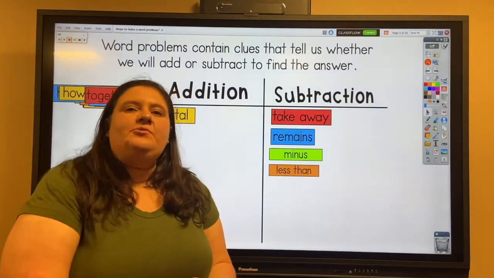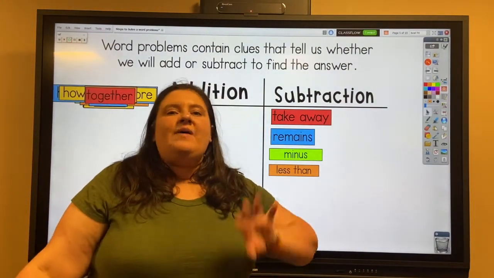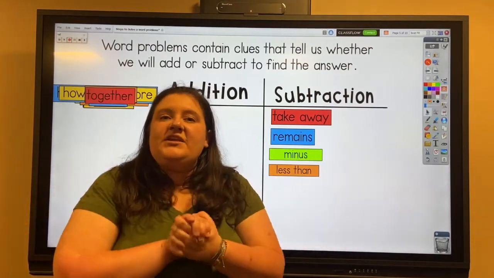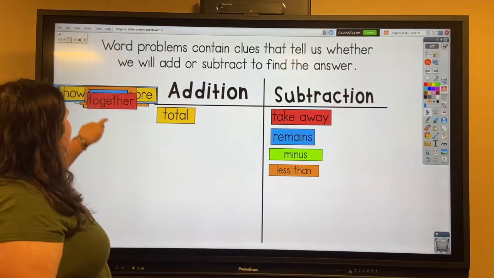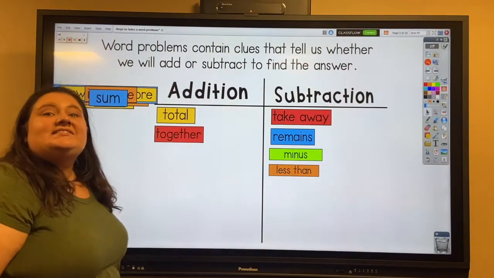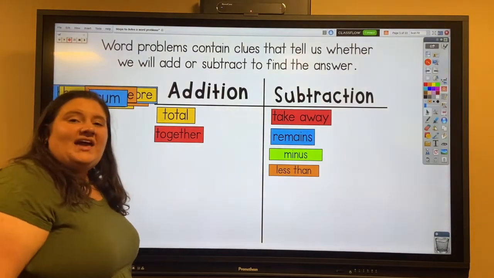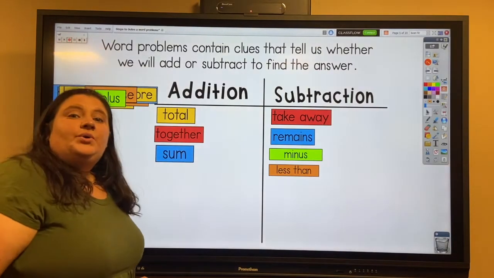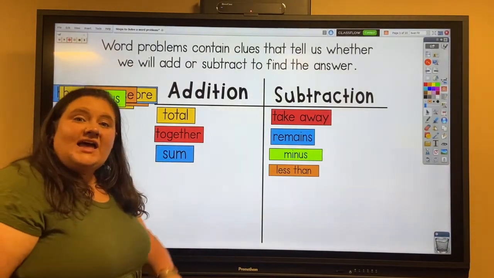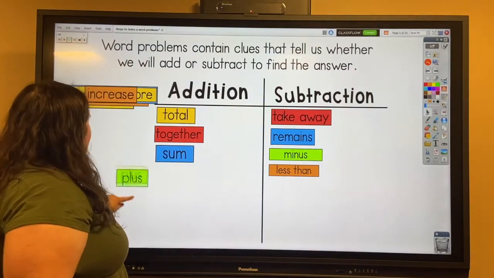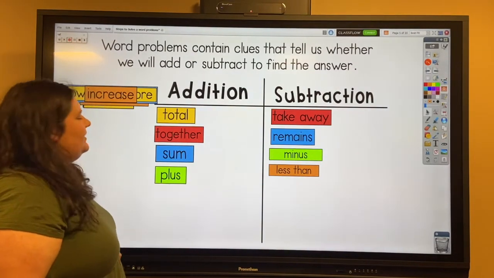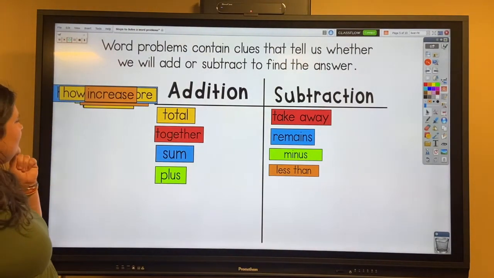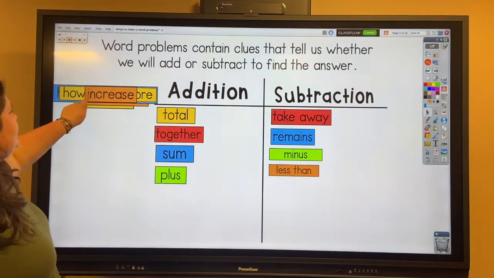Together. Think about if you were making a necklace, you have 7 yellow beads and 8 blue beads. How many are you going to have all together? Together would be addition. Sum. Sum is another way to say that you're adding up. Ooh, plus. Well, we know a plus sign is like the little cross, so that means we're going to be adding. All right, increase. I'm thinking that is adding, so I'm adding up.